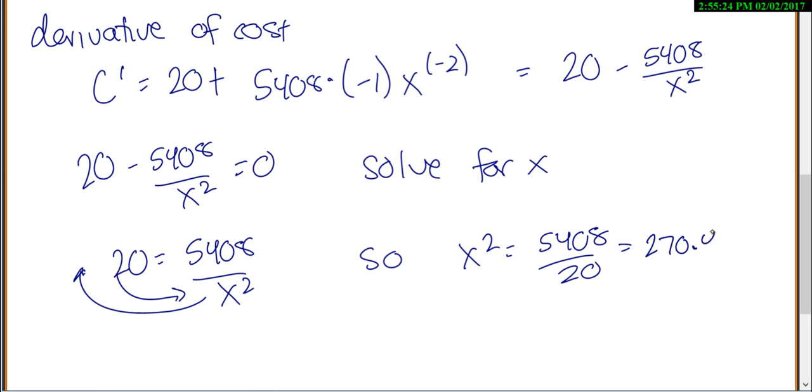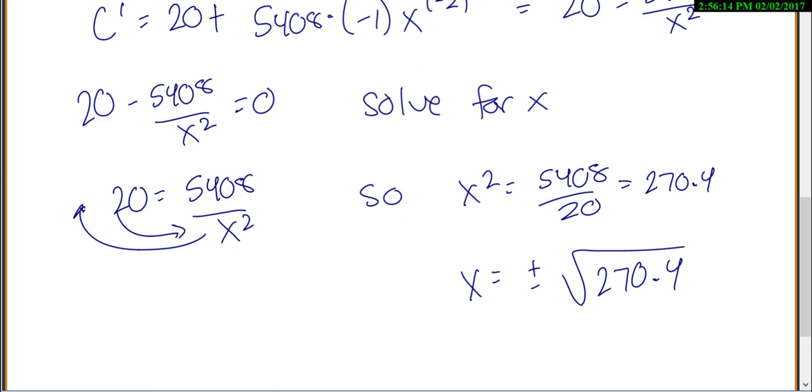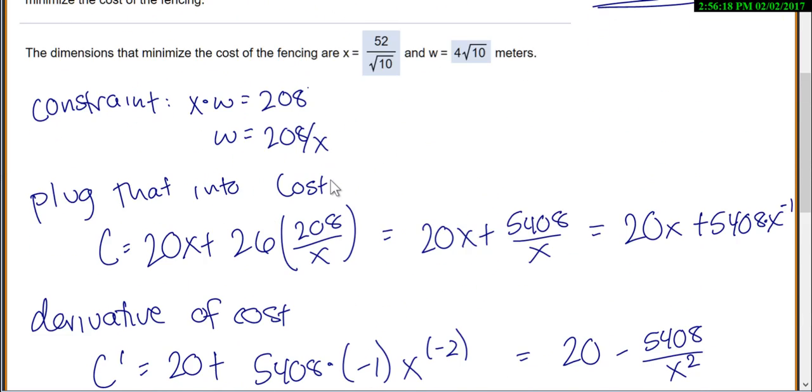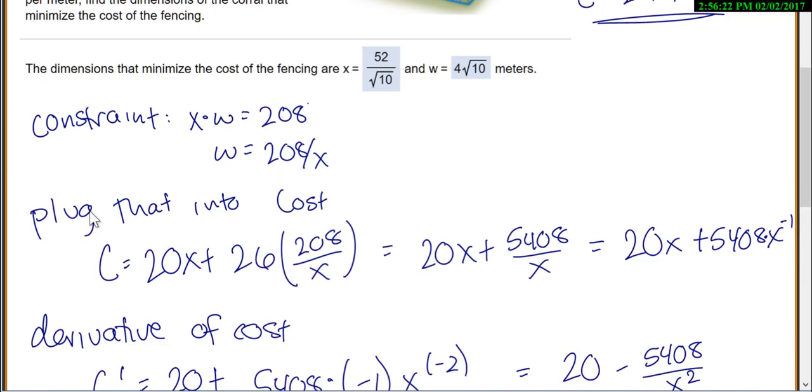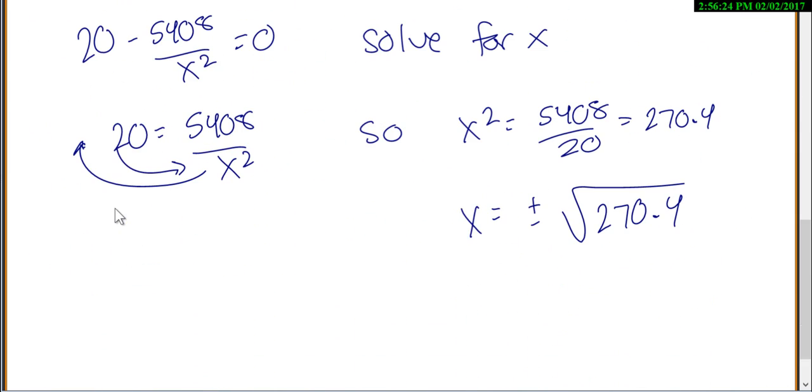Which is 270.4. And so x is going to equal plus or minus the square root of 270.4. Okay. I was going to go ahead and leave it like this, but if you look very carefully at the directions, MyMathLab is kind of picky. If you look at the directions for this problem, it says, simplify your answer, including any radicals. Use integers or fractions for any numbers. So we were supposed to simplify without decimals, basically.